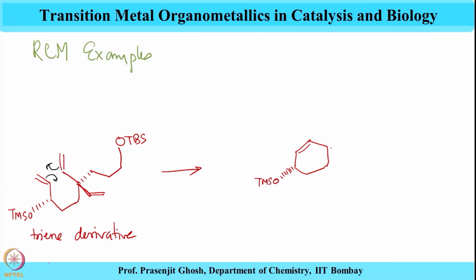TMSO, OTBS, and these provide, now this is a triene and only a 6-membered ring, which is favorable for ring closing metathesis, occurs. So, this ring closing metathesis is not restricted to simple olefins, but also can be applied to phosphonates. We are going to take a look at some of the examples of phosphonates.